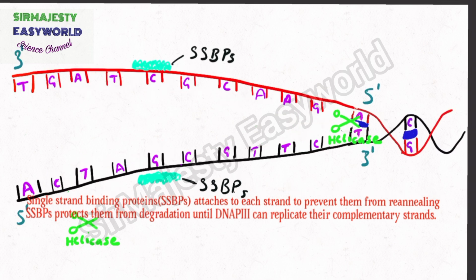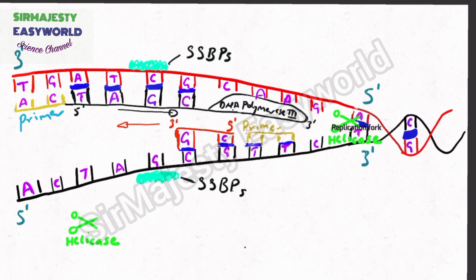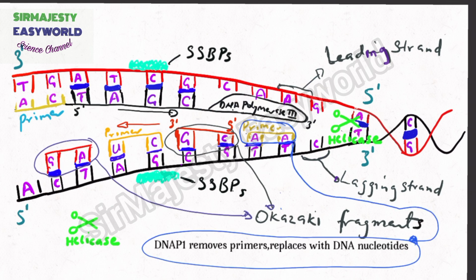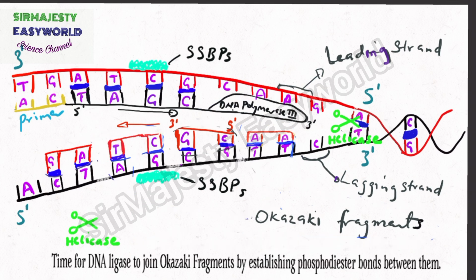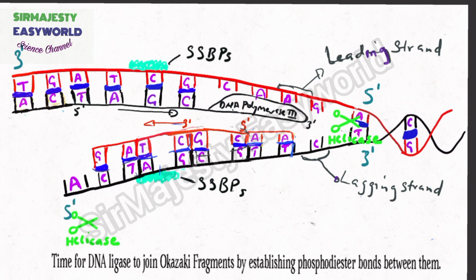Then the next step is to add the primer by the primase. The primer sets the pace for DNA polymerase to start replicating the complementary strand. In the lagging strand, the complementary strand is replicated in fragments known as Okazaki fragments, which are later joined together by the DNA ligase to form a continuous strand. Then the lagging strand always has a short length.